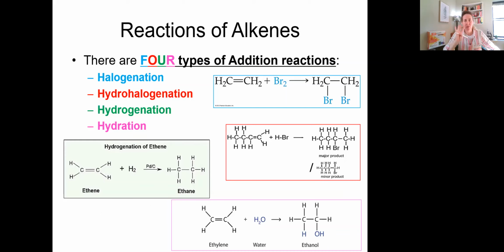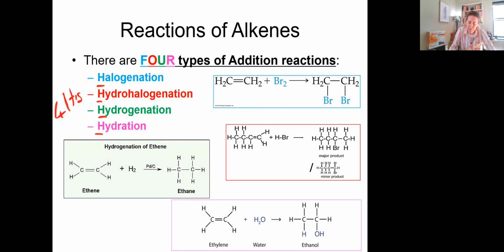There are four types of common addition reactions I like to call the 4 H's. Now, the 4 H's are halogenation, hydrohalogenation, hydrogenation, and hydration. Now, as the names of these 4 H's addition reactions imply, the element or the molecule that you add to react with the alkene is given in its name.